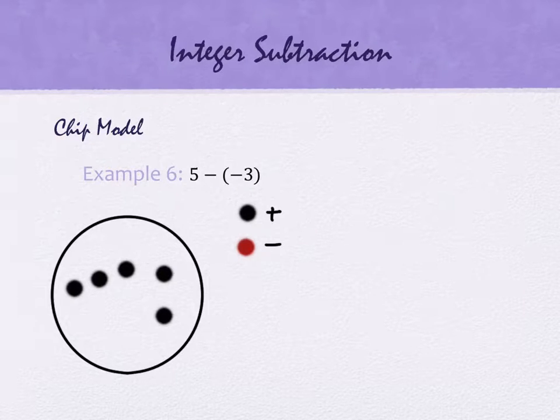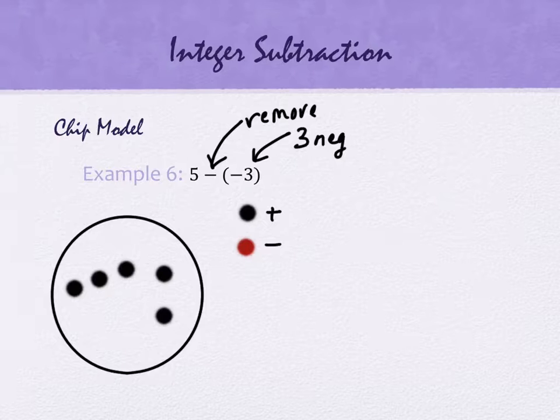But what this literally says is to remove 3 negative chips. What's the problem with that logic right there? There aren't any negative chips to remove, right? If it told me to remove 3 positive chips, I could do that. I'd just take the 3 positive chips and take them out of my circle, right? Again, think about the kinesthetic learners, the ones who need to touch and feel. We can take those things out, but there's nothing in there to take out. So how do I do that?